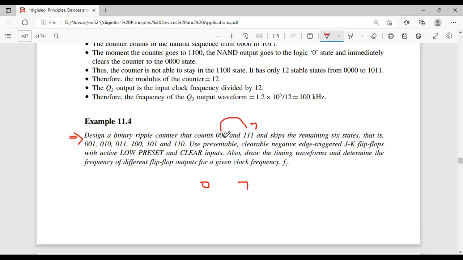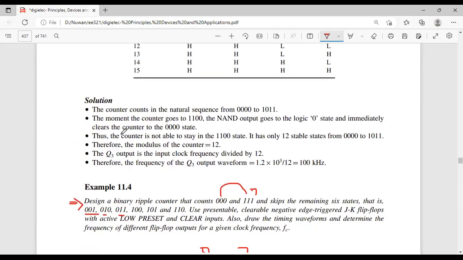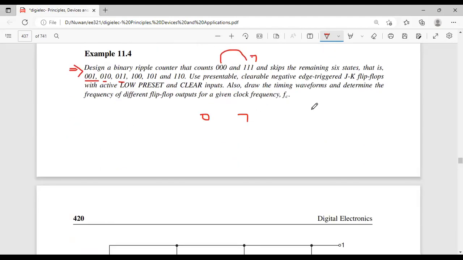This is only counting 0 and 1, 1, 1. So these 6 are not counting. That is also the same. So maybe you are given 0 to 6, count 0 to 6 or 0 to 5. So you are counting up to 5, and then 6, 7 you are skipping.